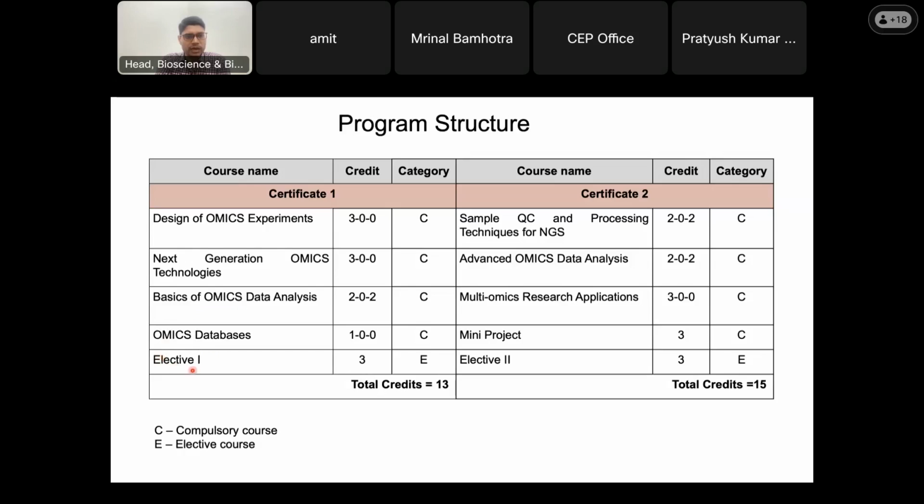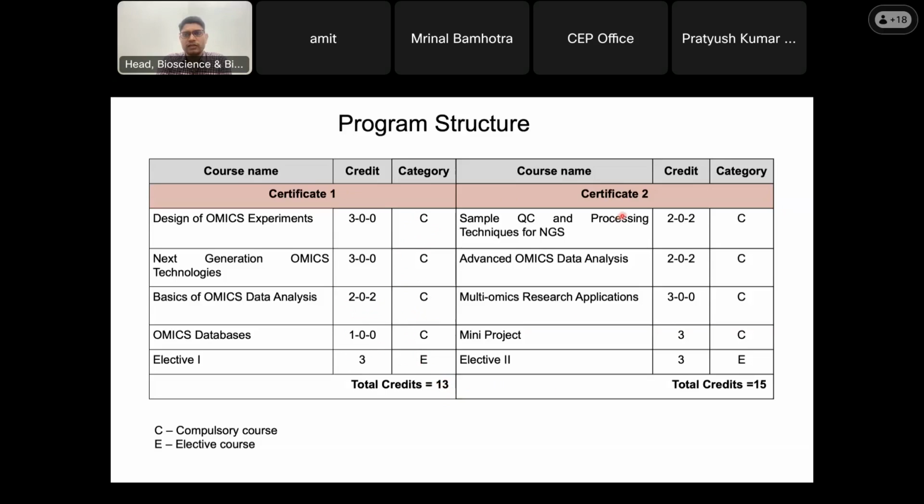And then participants will have the option to choose electives from the available elective booklet that I will be displaying in the next slide. You can see that we have this credit structure, the 3 credit or 202. That means you will have a lab also in this course. These are the 4 compulsory courses that you have to take in Certificate 1, including 1 elective. In total, you are expected to complete 13 credits to obtain Certificate 1.